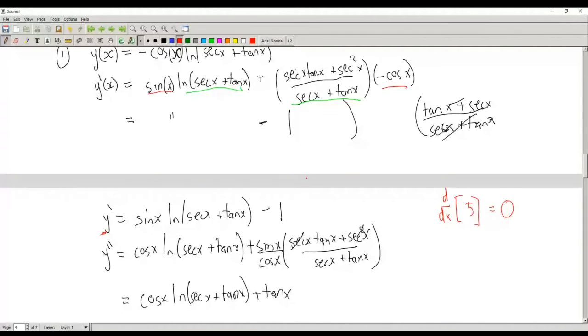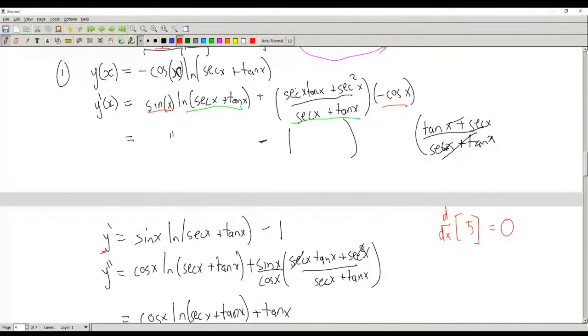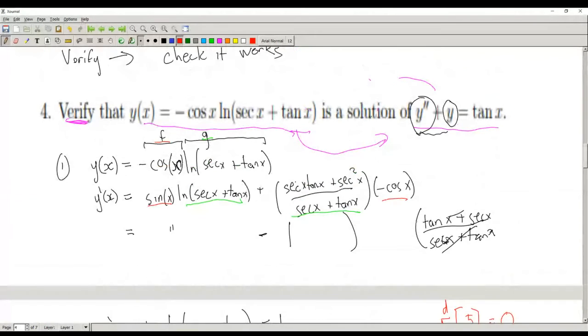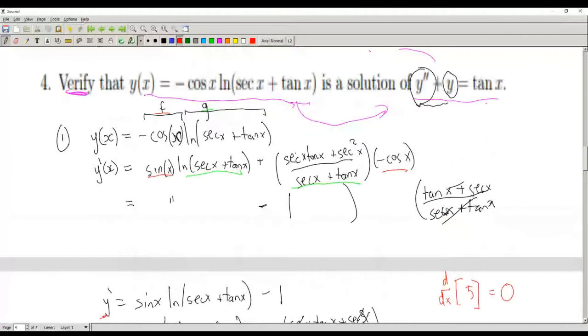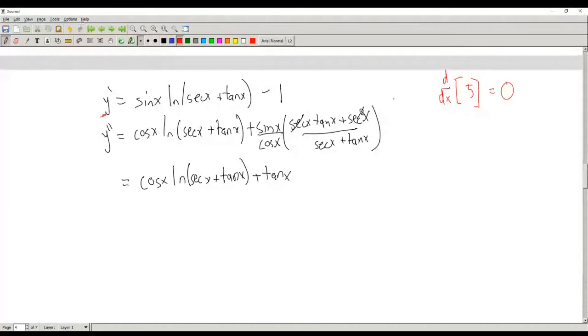So once again, we then land up with our y prime prime coming out here. So now that we've got the tools that we need, if we go back to our question, we've got our y prime prime, we've got our y. All we have to do now is plug into the equation. So it's just simple substitution.